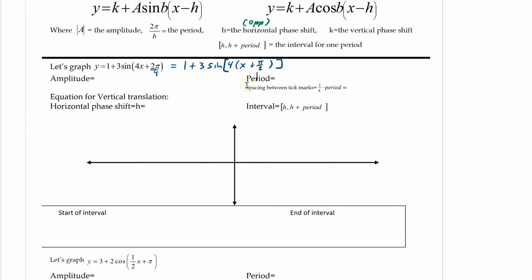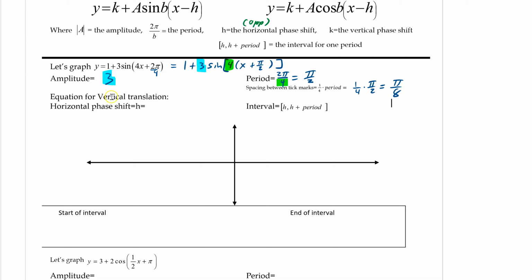Now let's pull each of those letters out. So let's start with our amplitude. Our amplitude here is 3. Right there is 3. And then we'll move on to our period, and that is affected by our 4. So it's always 2 pi divided by whatever that b is, and so this is pi over 2. But then we also need to know where our marks are, so we take a fourth of that. So it's pi over 8. So we know our marks will be pi over 8 in spacing.